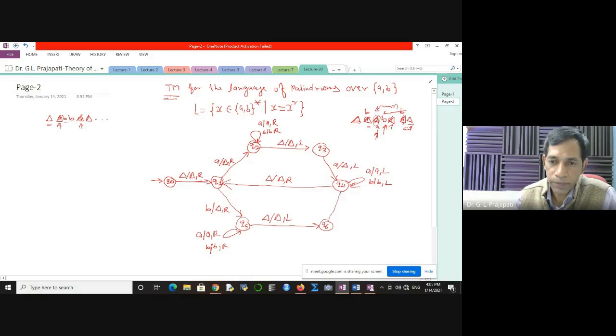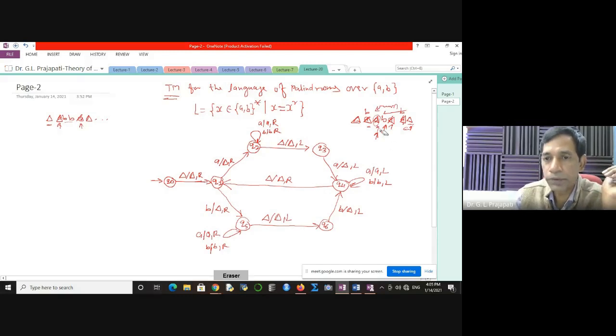So for the case of B, the first symbol is B and the last is also B, you are going to match the B. So if this is the B, replace with blank and come to the left. Again A, replace with A, come to the left. B, replace with B, come to the left. And whenever you have the blank, replace with blank, go to the R. Now this is the way.